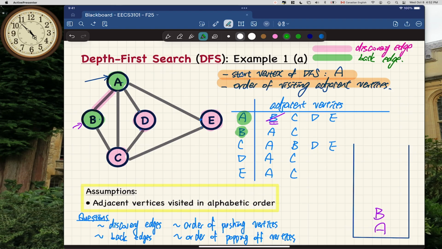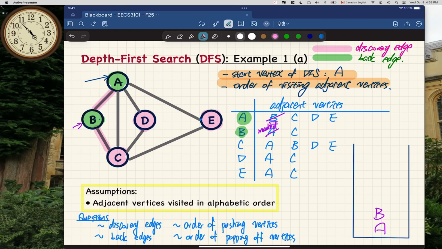Okay, so now according to the order, I should first of all go to A, here. But going back to A, this edge is already marked. I don't need to worry about it. Okay, so I go directly to C. So for the first one, I'm just going to say here, A is already marked, so I don't have to worry about it. So I go to C. And when I go to C, it's going to be another discovery edge.